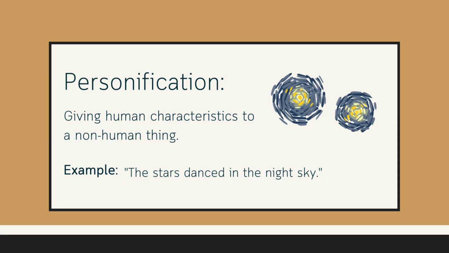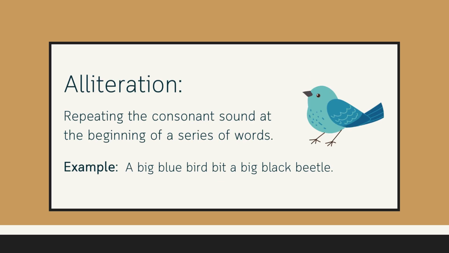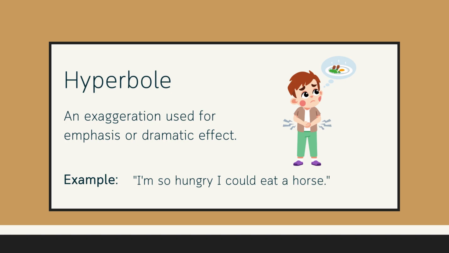Personification, giving human characteristics to a non-human thing. An example is, the star danced in the night sky. Alliteration. That's when you repeat the consonant sound at the beginning of a series of words, like a big blue bird bit a big black beetle. You hear the b sound all throughout that sentence.